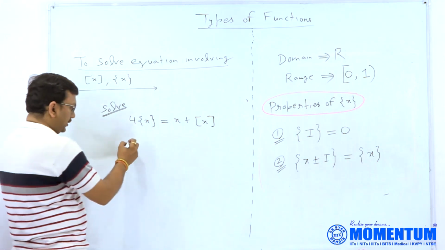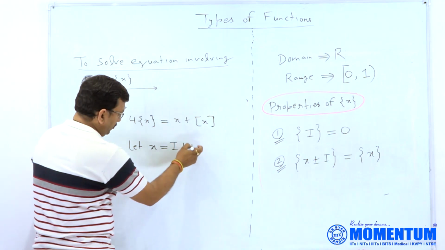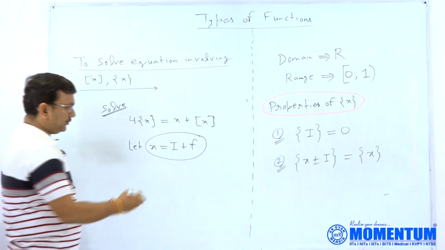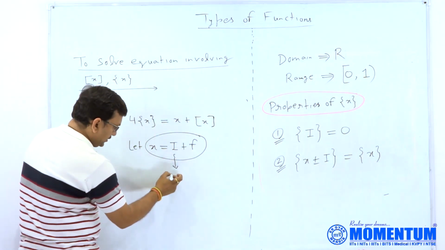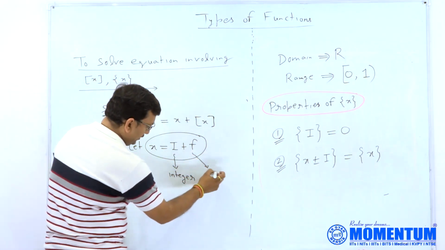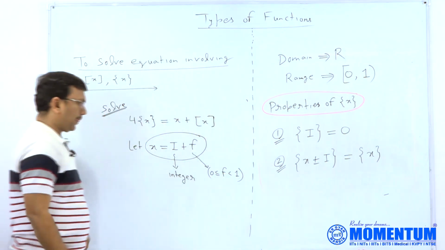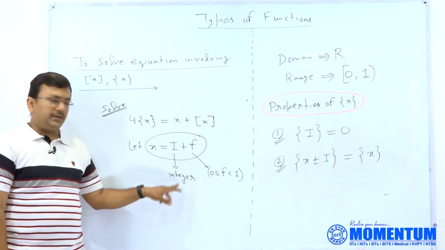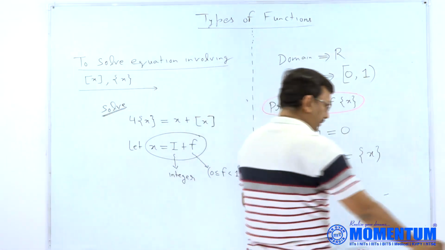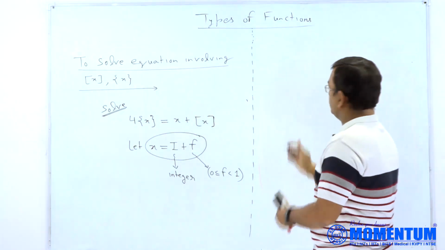So what I am telling you, in such kind of problem always assume x is equal to I plus f, where I is integer and f is a fraction having the value in between 0 and 1. Now put them in the equation.